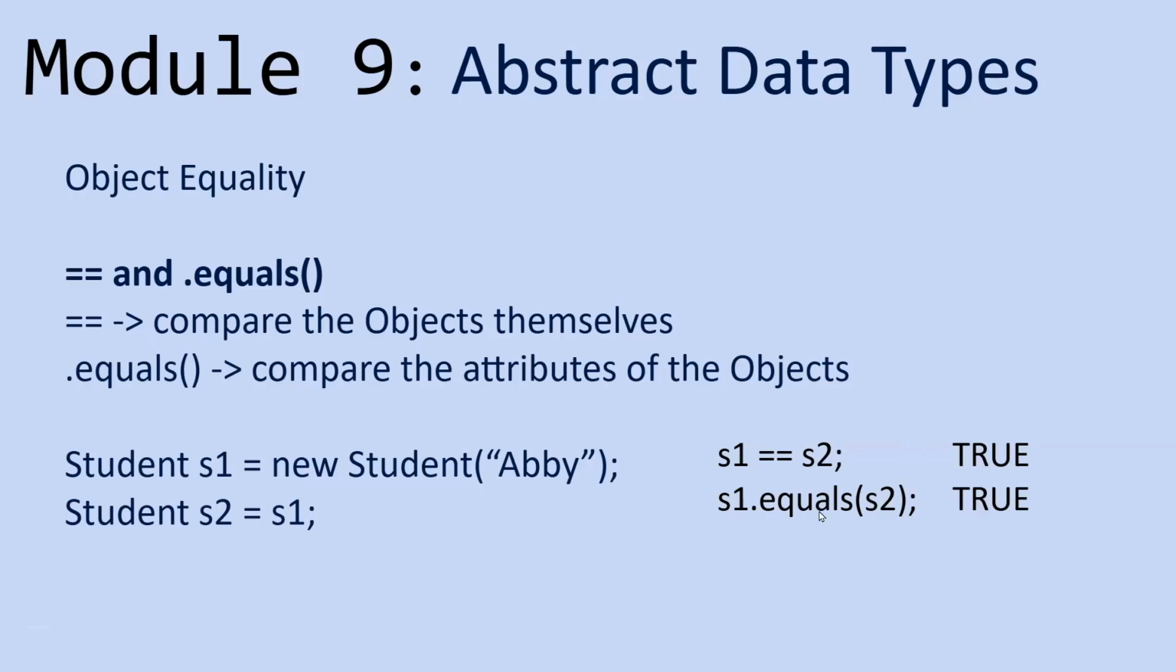And obviously, they're the same object, they're in the exact same location, and comparing the name of the student in the exact same location is of course going to be true because it's comparing the same object. It would be the same thing if we did s1 dot equals s1, because both s1 and s2 are referring to the same location. So s1 dot equals s2 is definitely going to give us true as well.